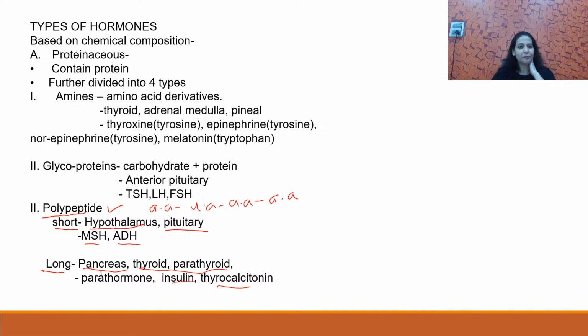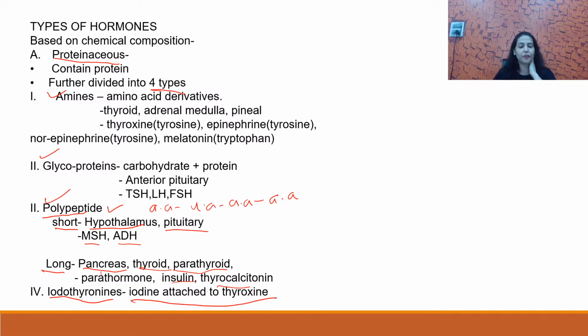Shall we proceed? I hope these three hormone categories are clear to you. We are talking about protein hormones. Protein hormones are amines, glycoproteins, and polypeptides. I have told you that they are divided into 4 types, right? So the fourth type is coming right now. Iodothyronines. All right. Now iodothyronines are the ones in which iodine is attached. They also come under the category of protein hormones only.